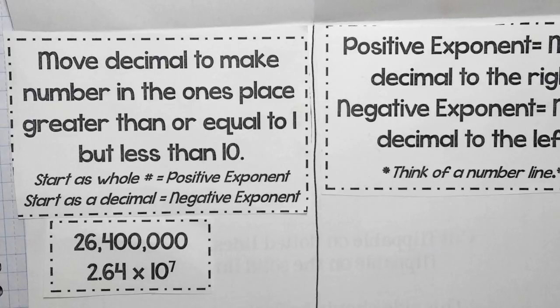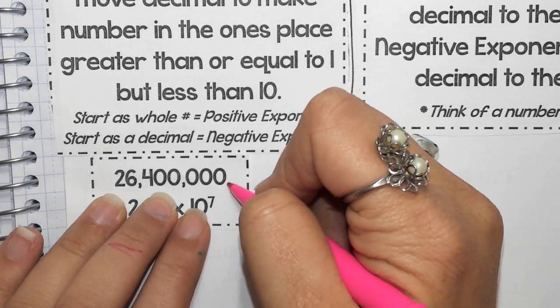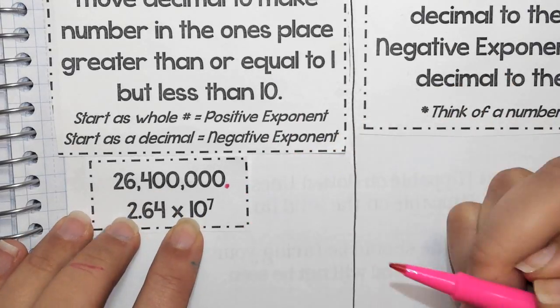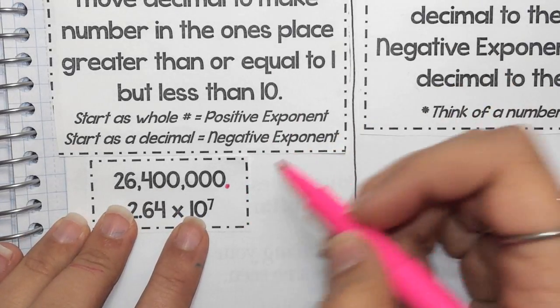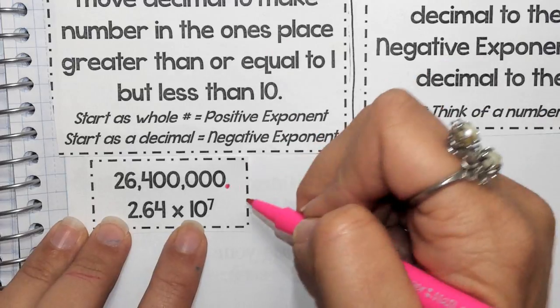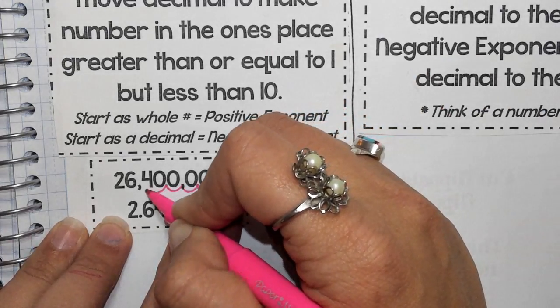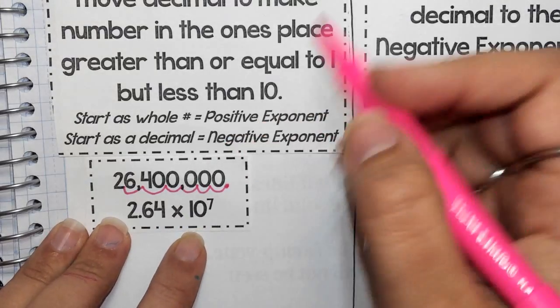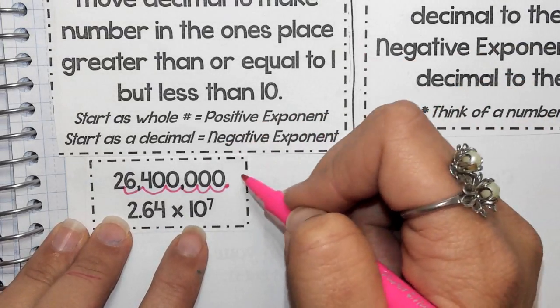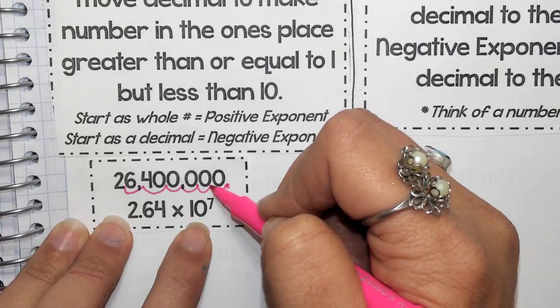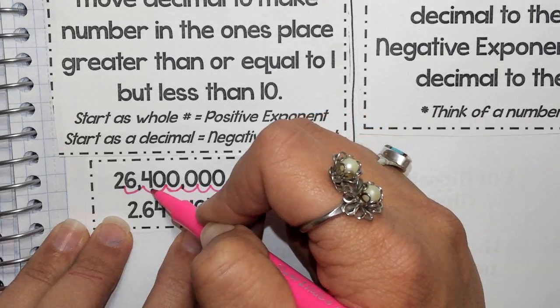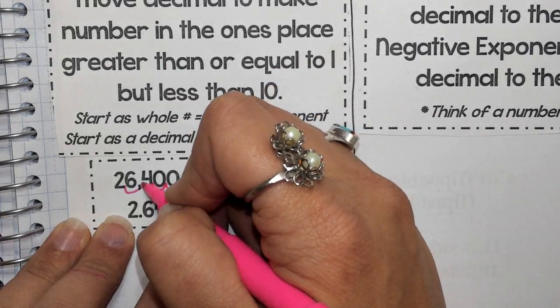Now, the way you do that is you move the decimal, the invisible decimal that's hanging out right here. Everybody put a decimal behind the 0. And we move it 1, 2, 3, 4, 5, 6. Where did they get 7 from? Did I count wrong? 1, 2, 3, 4. Ah, I did. 5, 6, 7.